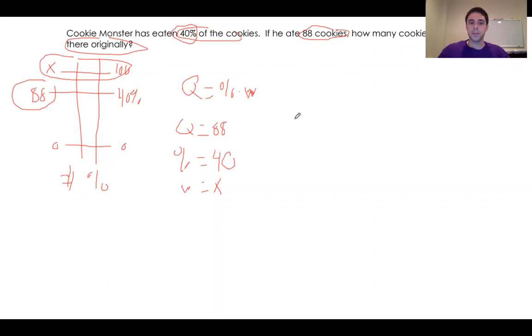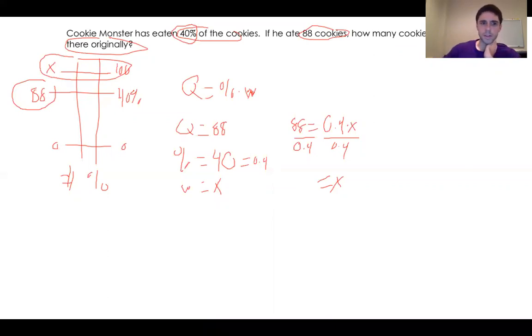Alrighty, so let's solve this. We have 88 equals 40%, which is the same as 0.4, times x, and we divide both sides by 0.4. So how many cookies were there originally? What do we think? How many cookies did we have originally in the cookie jar?